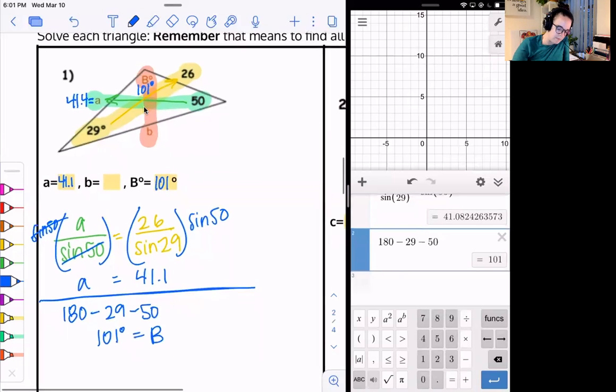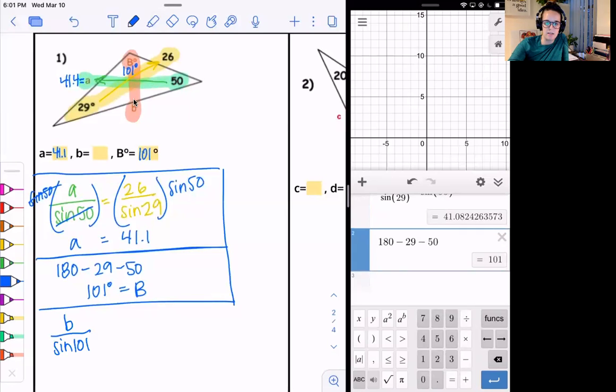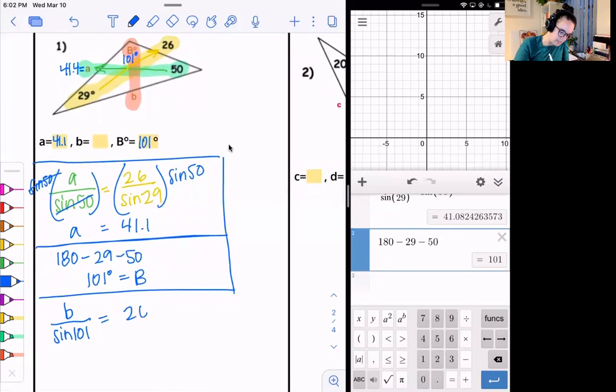All right, so now I have my B degrees, and now I want to find my B side. So I'm going to have b over sine 101 because those go together, my red pair. And then I can either use my green pair or my yellow pair. I'm going to use yellow because those are whole numbers. I don't have a decimal in them. So I'm going to say, okay, is equal to 26 over sine 29.